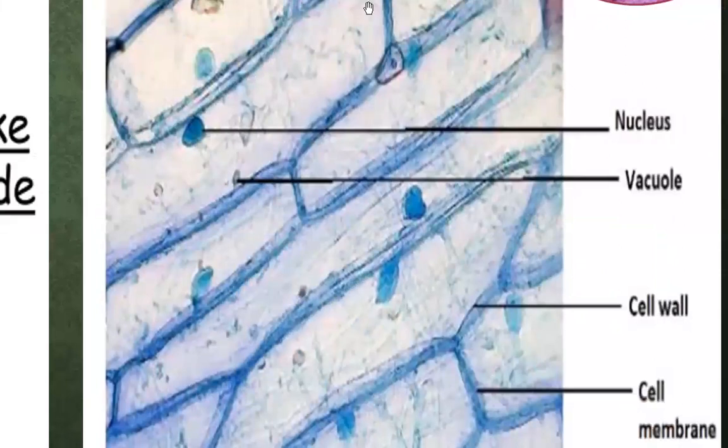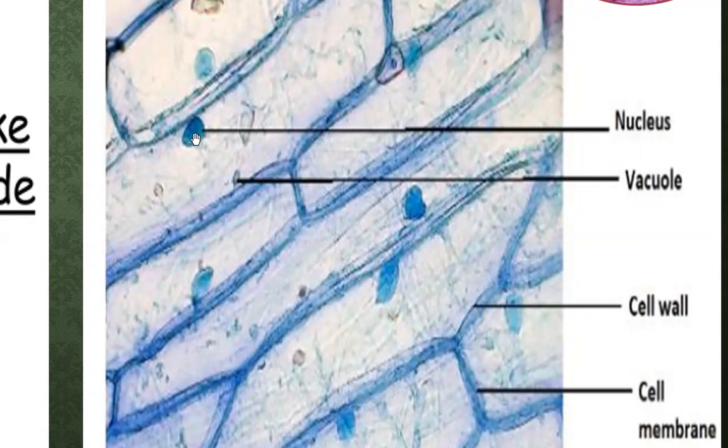Under the microscope, you will see that the cells are continuous. There is no gap in between the cells. The cells are usually rectangular shaped structures or cylindrical structures, and you can see it's very much clear. The cell wall and the cell membranes are clear, and the nucleus is very much visible.